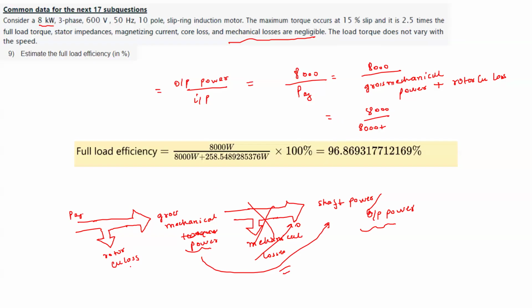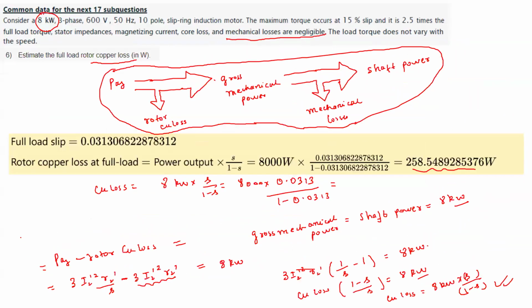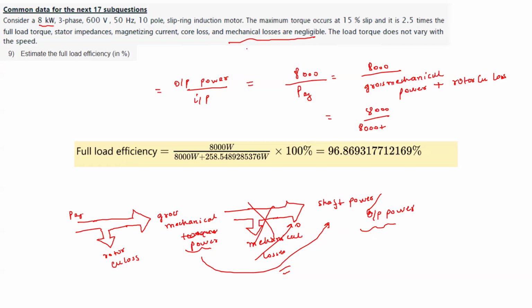The rotor copper loss we have seen in one question, right? We have found it out. So rotor copper loss is 258.548. They are asking you to find the full load efficiency, which means you have to substitute the value of rotor copper loss corresponding to full load slip, which we have already seen. So it is 258.5. If you take this ratio and multiply by 100 because they're asking in percentage, this is what you will get as the answer.